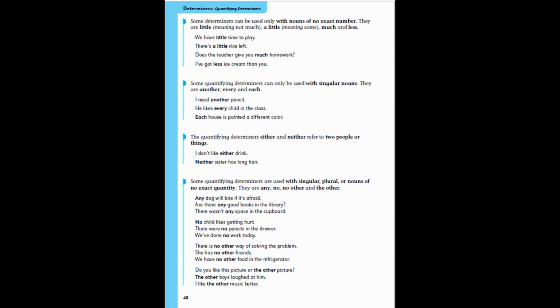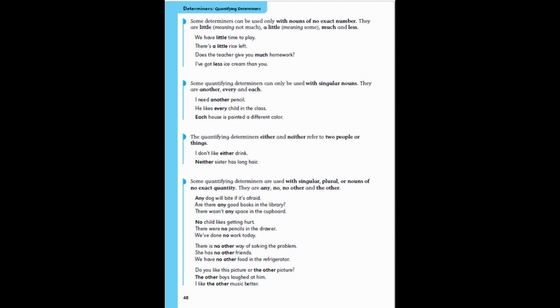The quantifying determiners either and neither refer to two people or things. I don't like either drink, which means if you have two drinks in front of you on a table and you say I don't like either drink, that means you don't like any of those two drinks placed in front of you. Neither sister has long hair, which means if you are talking about two sisters and somebody asks which of the sisters has long hair, you say neither sister has long hair, which means you're referring to both of them with a single word, right? This is why either and neither are used.